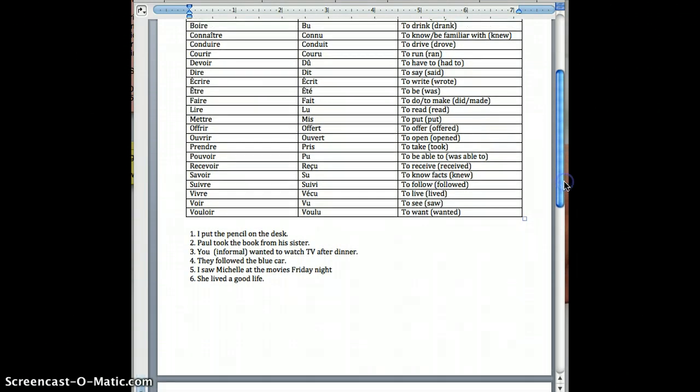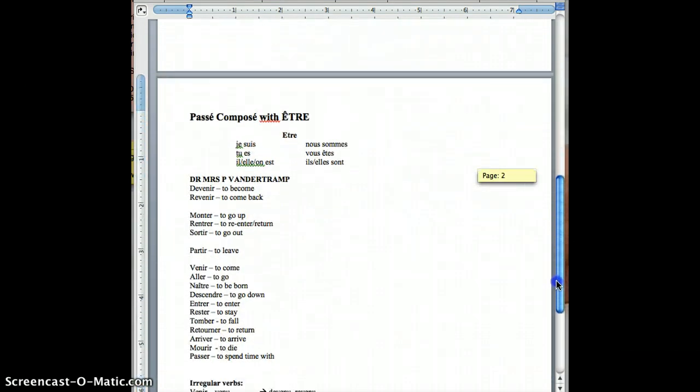Here are some exercises for you to try. You may also want to pause this and jot these down now. But I'm going to move on to the passé composé with être.